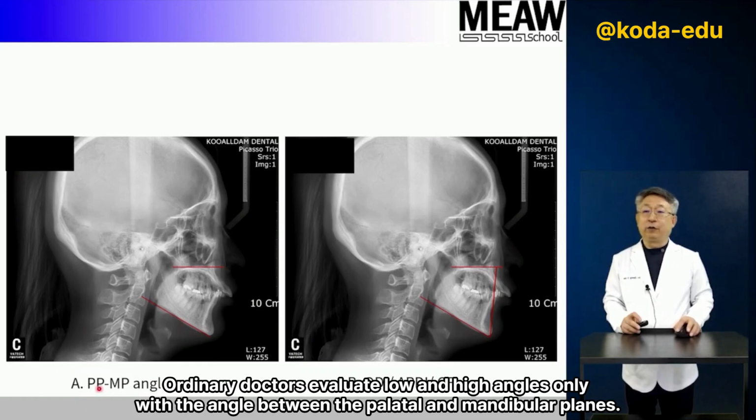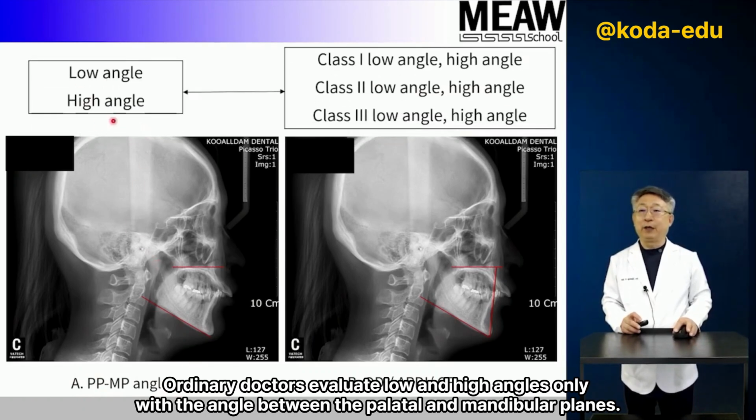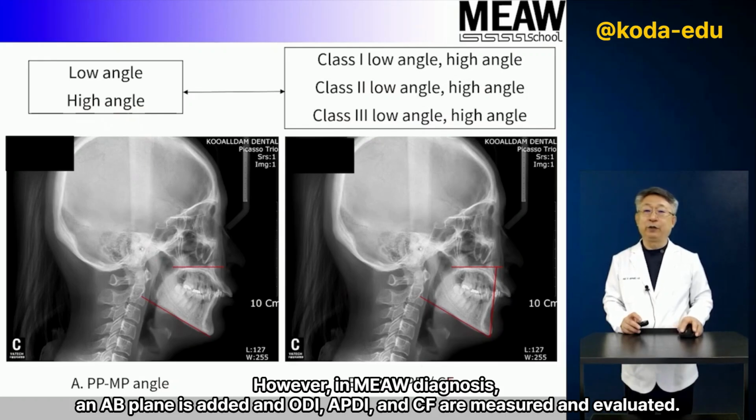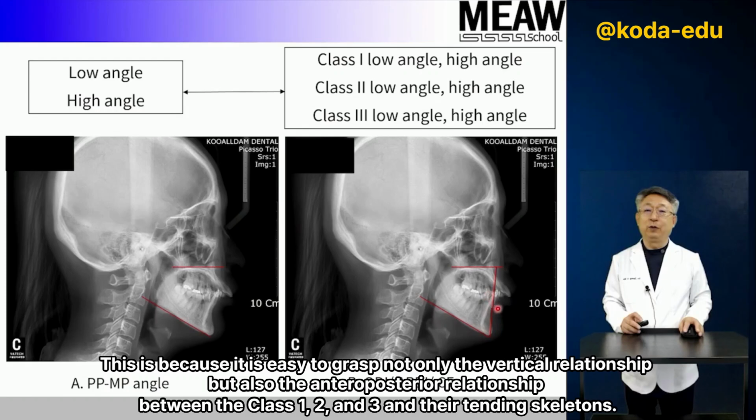Ordinary doctors evaluate low and high angles only with the angle between the palatal and mandibular planes. However, in MEAW diagnosis, an AB plane is added, and ODI, APDI, and CF are measured and evaluated. This is because it is easy to grasp not only the vertical relationship, but also the anteroposterior relationship between the class 1, 2, and 3 and their tending skeletons.